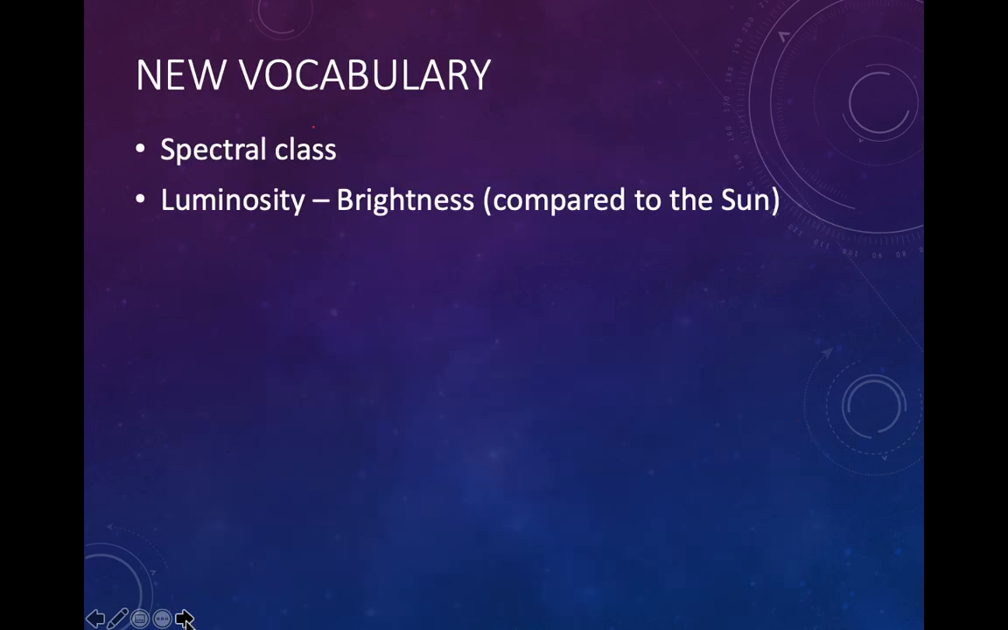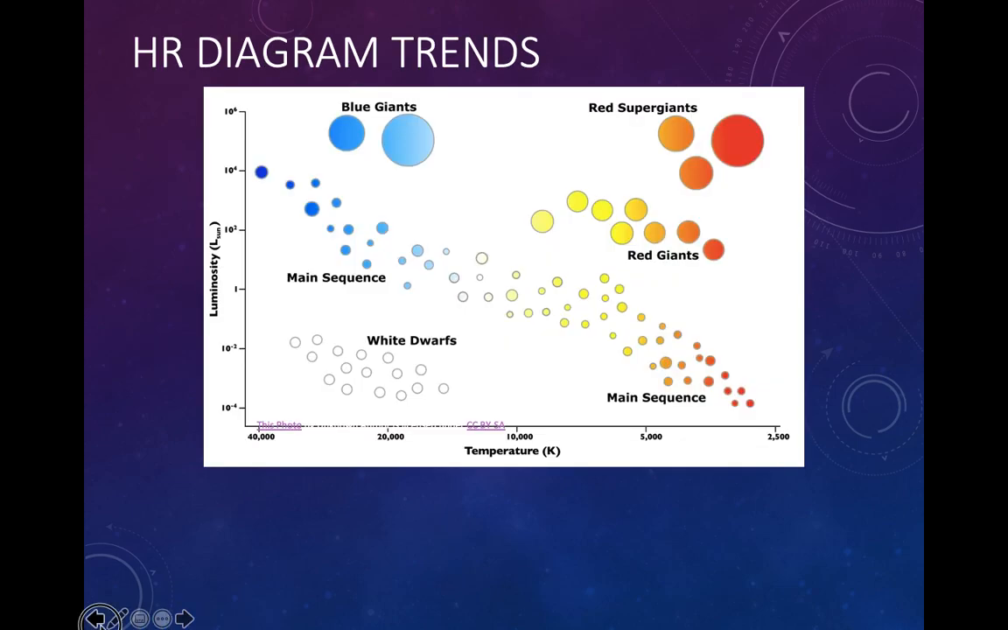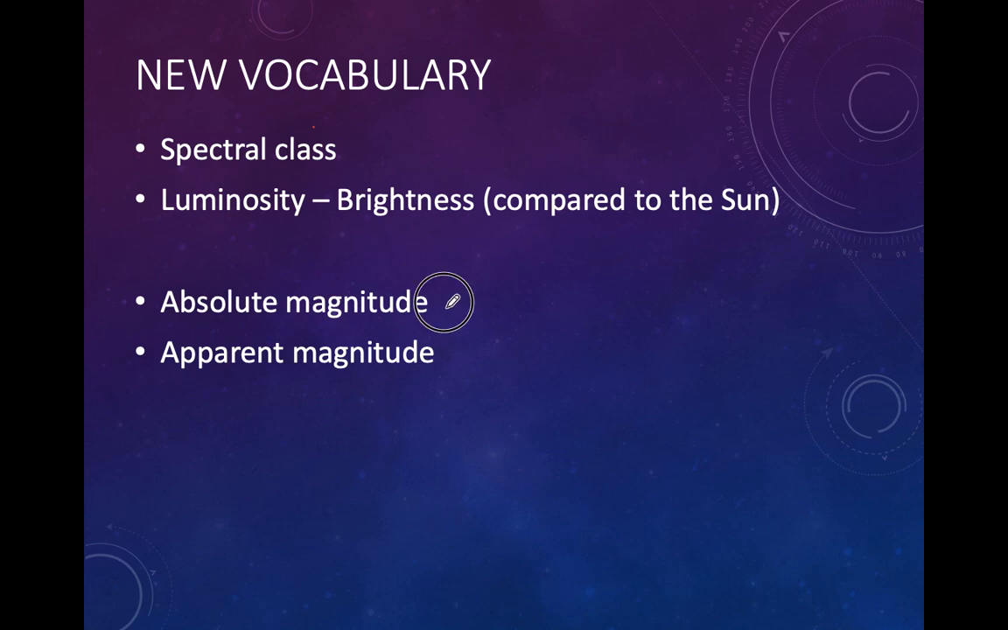So spectral class, luminosity, that's brightness. Spectral class is just kind of like labeling what the star is. Absolute magnitude, apparent magnitude, those are all new too. So these are really just brightness, but measured in a different way. Absolute and apparent. Absolute means it's measured and calculated, whereas apparent is what it looks like to us.